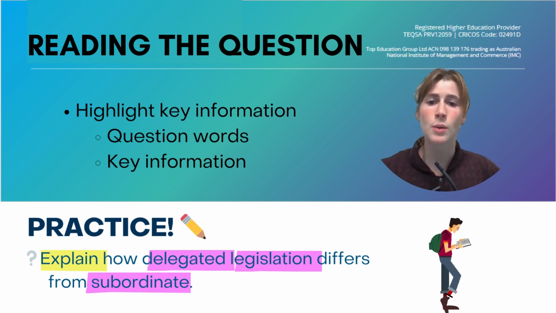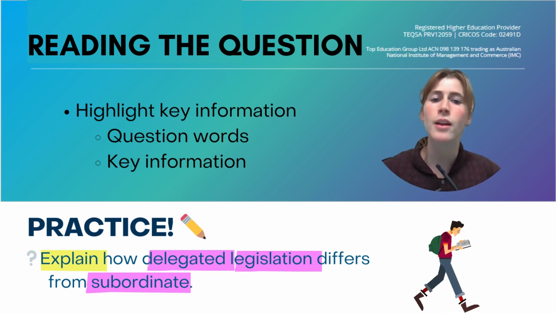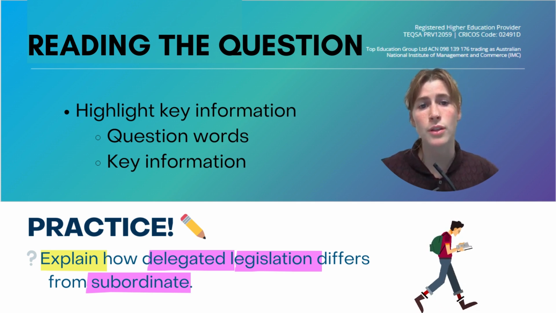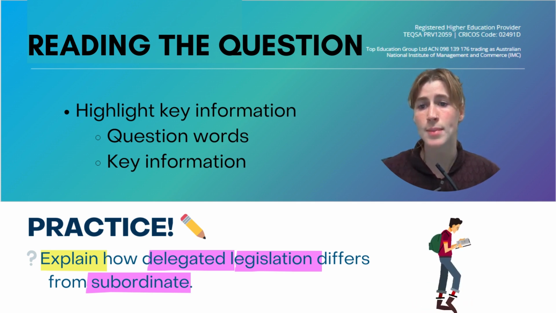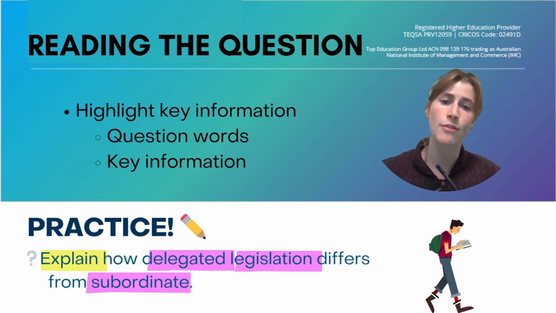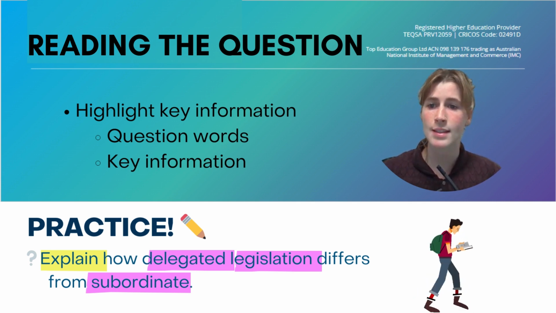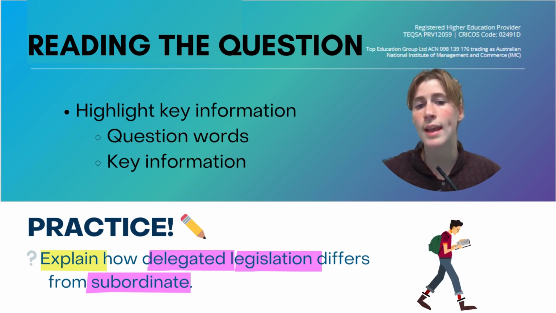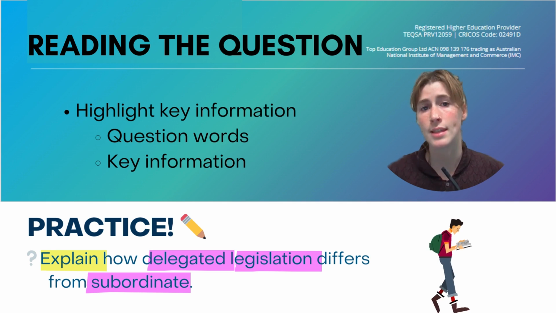So, how do we find and answer the right question? First, we need to make sure we read the question thoroughly. I recommend having two different coloured pens to underline or highlight. The first colour we'll use for the question cue, in this case, explain. The second colour will be for key information in the prompt. Here, that's delegated legislation and subordinate. Now we need an explain response that includes these two topics.